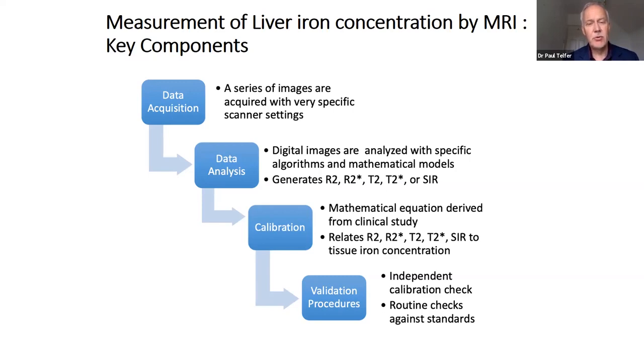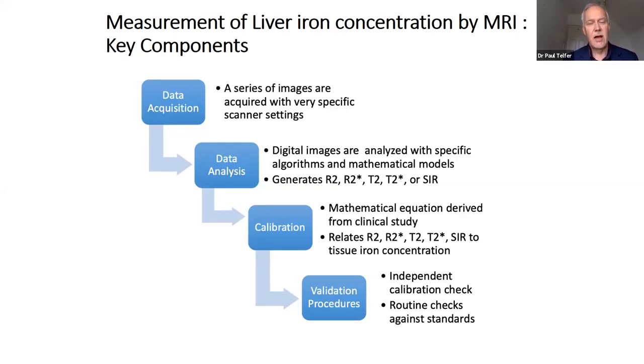But it is very important to use a methodology that is validated and quality assured. And there is a concern that implementing a whole range of different parameters and techniques for measuring liver iron by MRI may result in getting different results, and results that may not be accurate or reproducible.